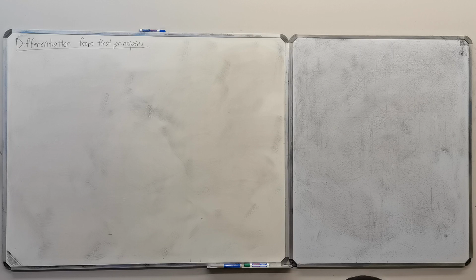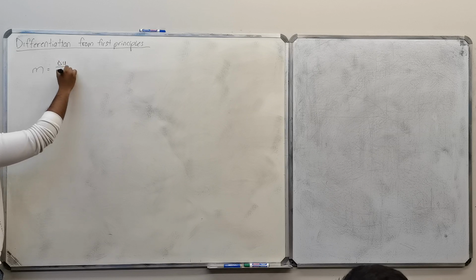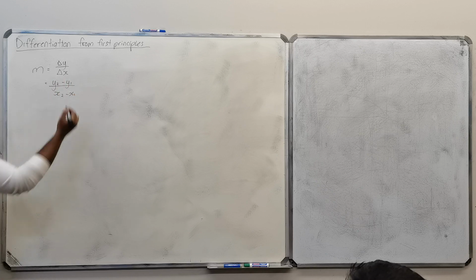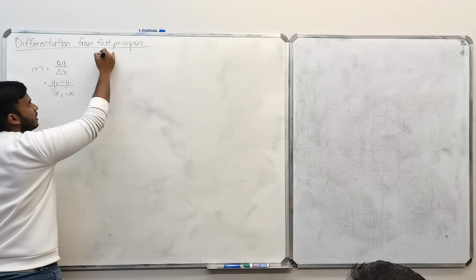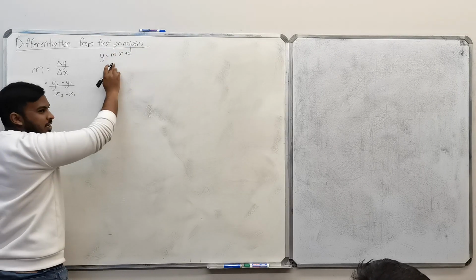The gradient, so remember a while back I told you the gradient is equal to the change in y over the change in x. So for the gradient of a straight line you would say the change in y all over the change in x, which basically means y2 minus y1 all over x2 minus x1. Now the formula for a straight line is y is equal to mx plus c, the gradient being m.